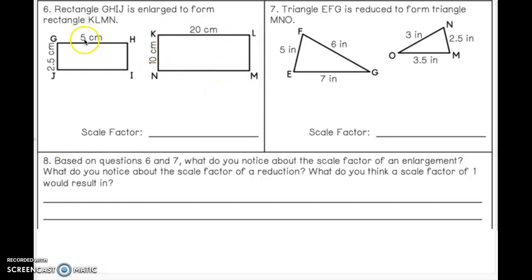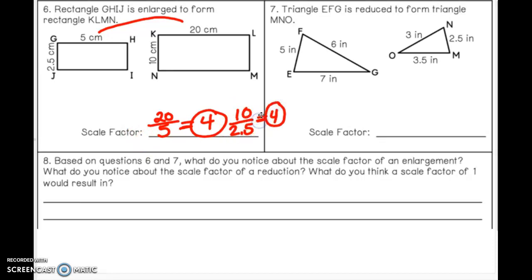Well, let's look at this. What did 5 have to be multiplied by to get 20? Okay, so 20 divided by 5, it has a scale factor of 4. So you can either divide them out, and 10 divided by 2.5 is also 4. In order for them to be similar, both sets of sides do have to have the same scale factor. And in this case, it does.